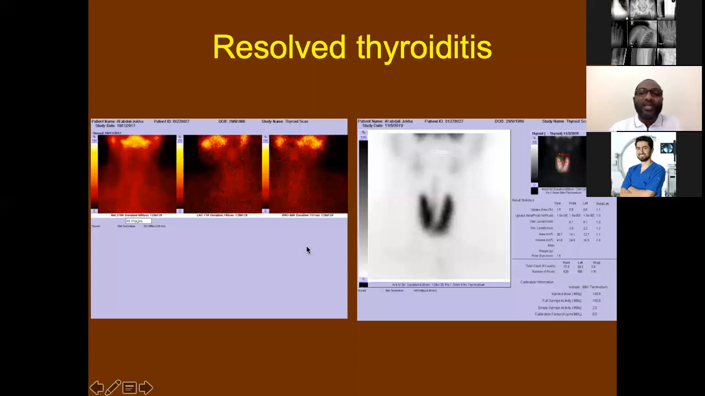So thyroid scintigraphy can be used to distinguish between Graves' disease and subacute thyroiditis, and it's a very important tool that you can use to monitor patients who have subacute thyroiditis. You look at the phase of their resolving and when they resolved their disease state.